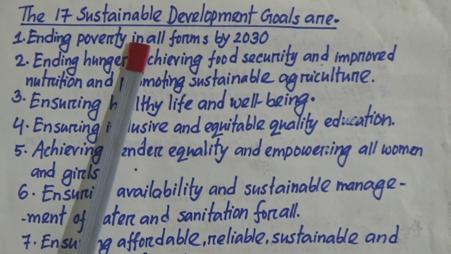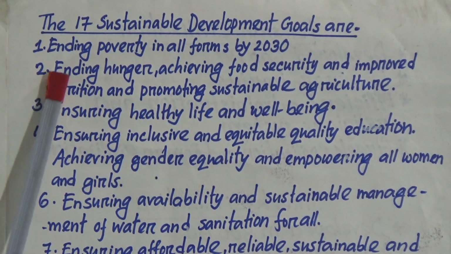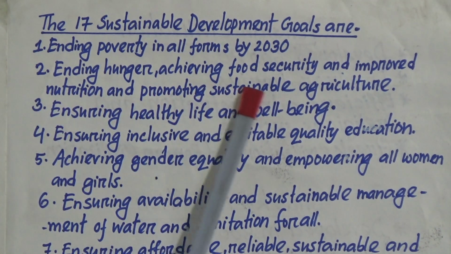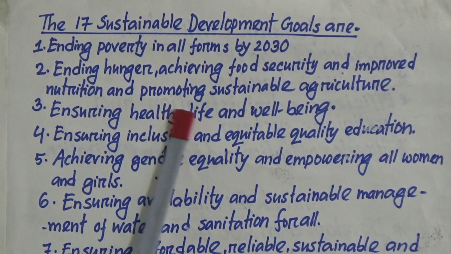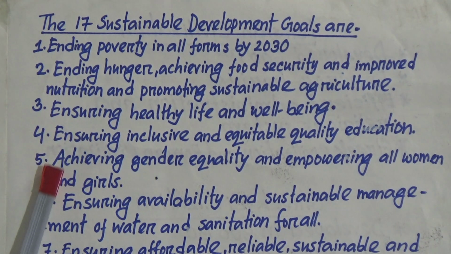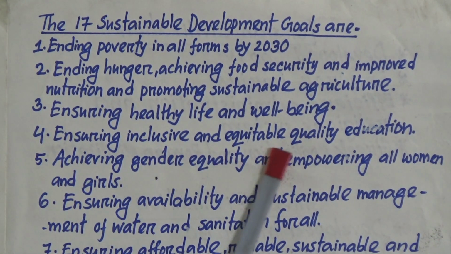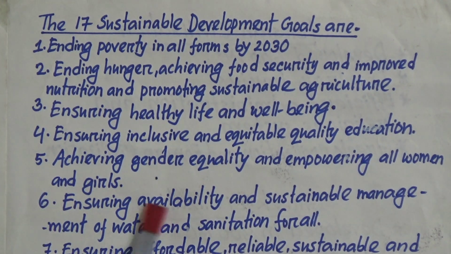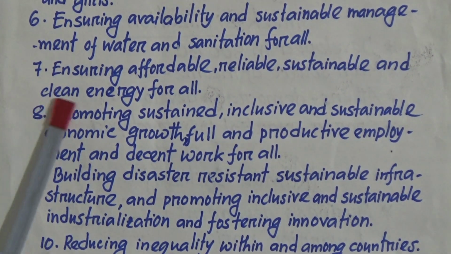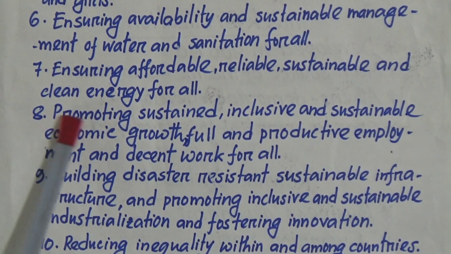The 17 Sustainable Development Goals are: number 1, ending poverty in all forms by 2030. Number 2, ending hunger, achieving food security and improved nutrition and promoting sustainable agriculture. Number 3, ensuring healthy life and well-being. Number 4, ensuring inclusive and equitable quality education. Number 5, achieving gender equality and empowering all women and girls. Number 6, ensuring availability and sustainable management of water and sanitation for all. Number 7, ensuring affordable, reliable, sustainable and clean energy for all.